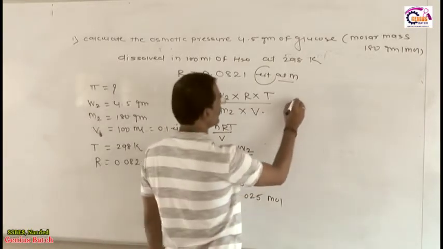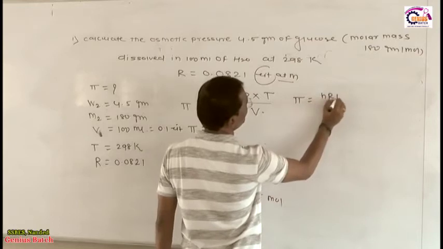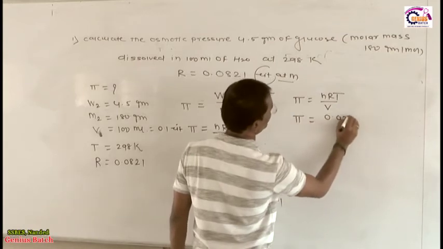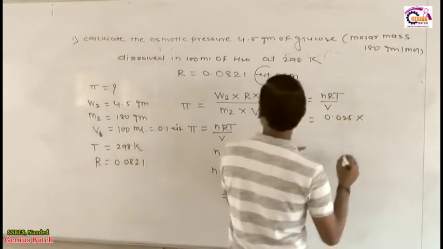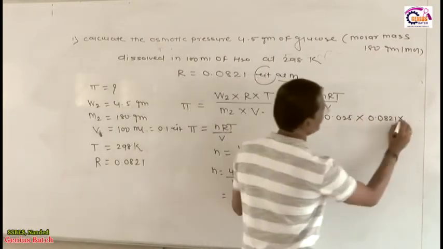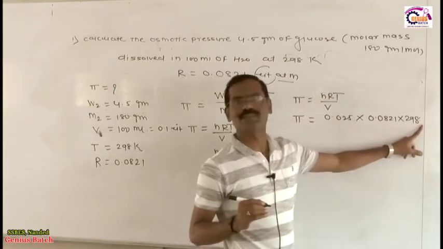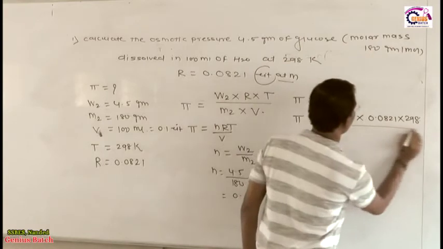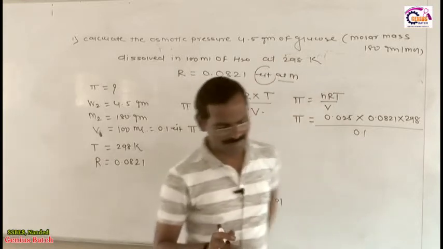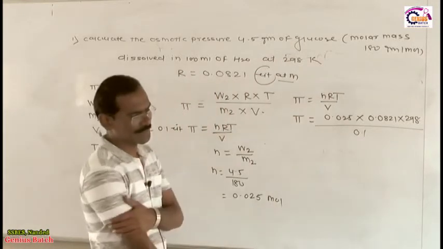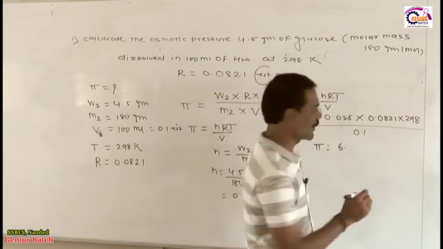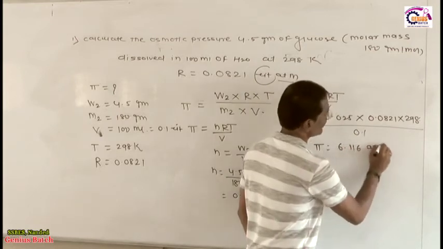So put the value, pi is equal to nRT by V, my dear friend. Therefore pi is equal to the value of n, 0.025, into R, 0.0821, into temperature, which is 298, divided by volume of solution, which is 0.1 liter. You put the value, calculate all these things, and after the calculation the value of pi becomes 6.116 atmosphere. You calculate at your home.